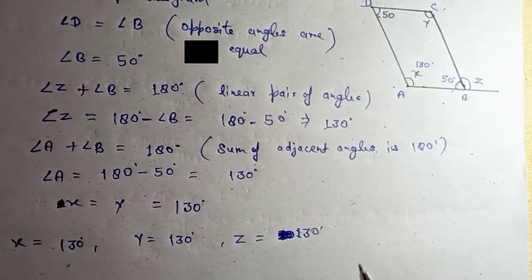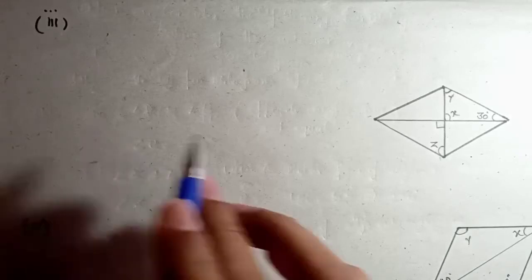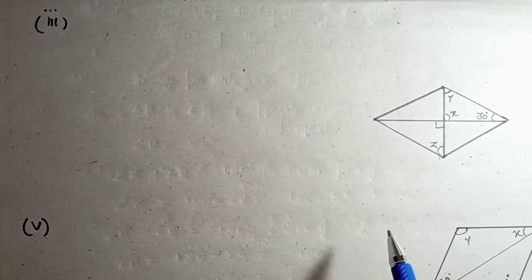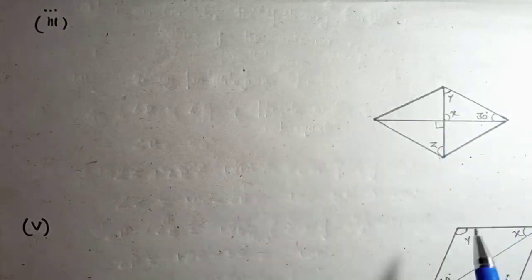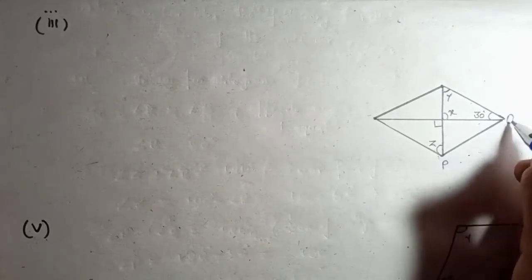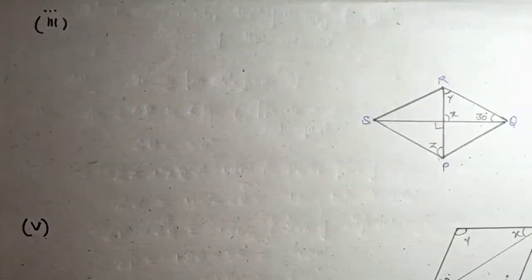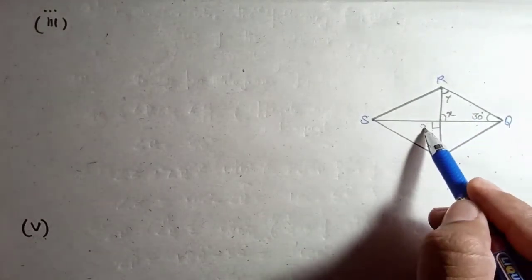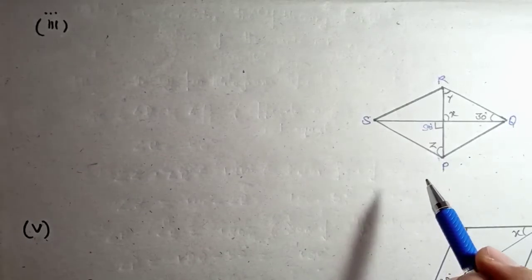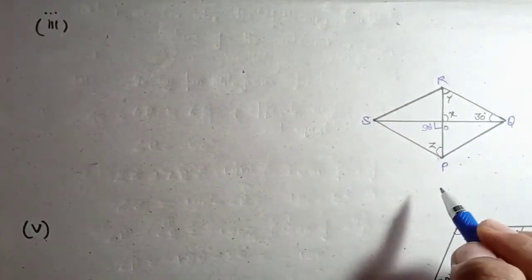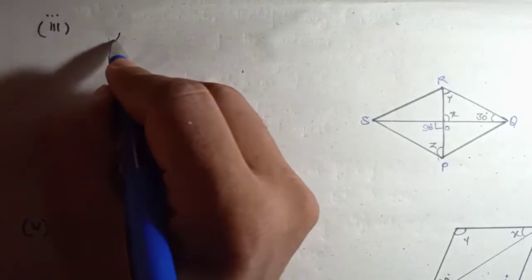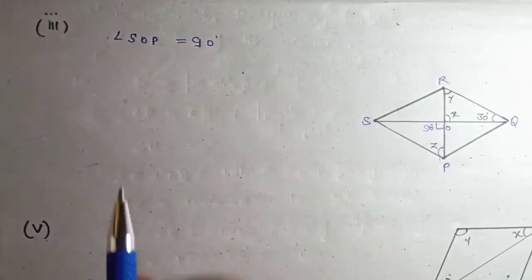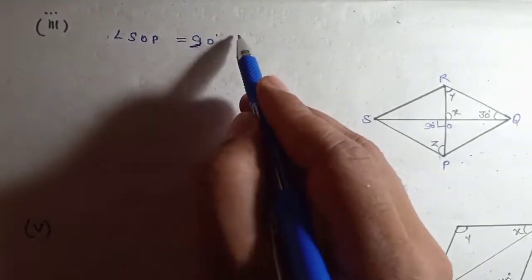Now we have the third part of question number 2. We have to find the value of X, Y and Z here. So we have a parallelogram here, PQRS. Just write the names yourself. Here you can see a small square. It means this is 90 degrees. Now if this is the point O, so you can write angle SOP is equal to 90 degrees, because it is given. So you write here, given.